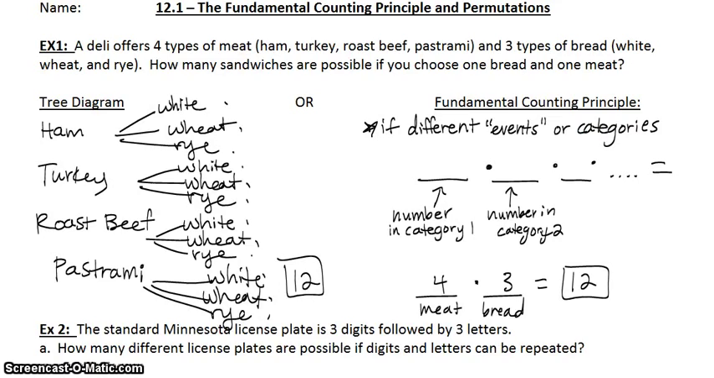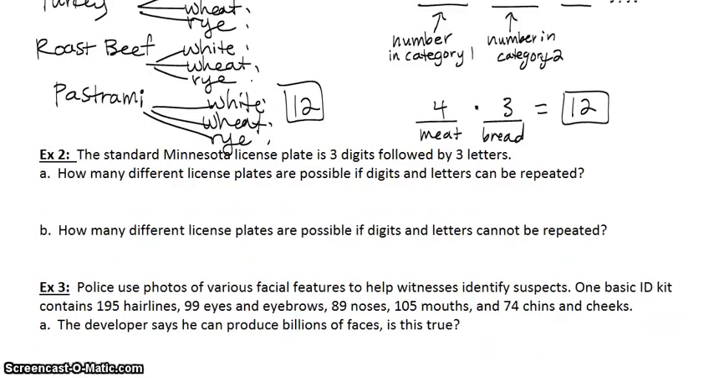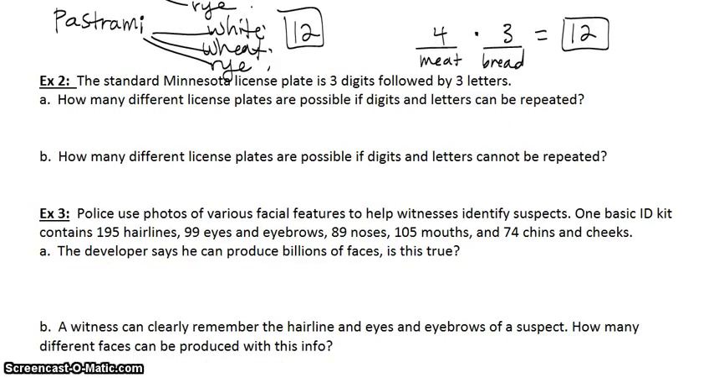It does get slightly more difficult. Let's go to example 2. So now I have a standard Minnesota license plate. It's 3 digits followed by 3 letters. My question is, how many different license plates are possible if digits and letters can be repeated?